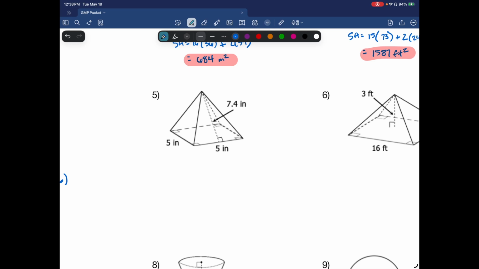All right, so I need base area. I have a square, so it's going to be 5 squared, which is 25. I need a perimeter, so 4 times 5 is 20. And then my surface area formula is going to be 1/2 times my lateral height, 7.4, times my perimeter, 20, plus my base area, 25. So that's going to give me 99 inches squared.